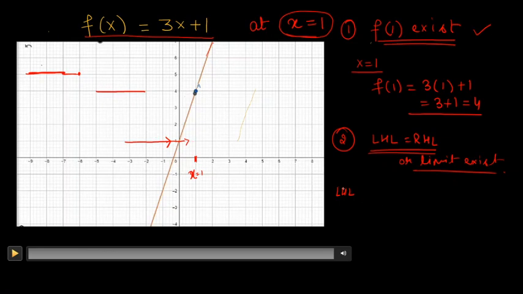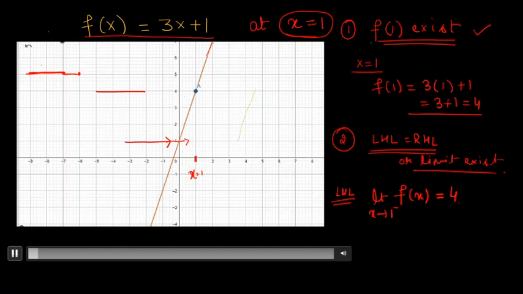So what will we write? Left hand limit: x approaches 1 from the negative side, which represents that it is approaching from the left hand side. The value of the function is approaching 4, right? So this is the left hand limit of this graph.